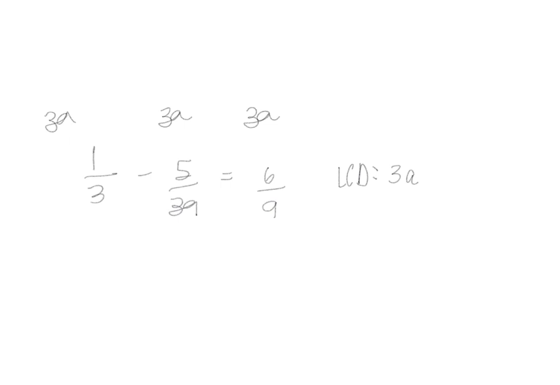So now your 3's cancel. You're just left with 1 times a, which is a. Your 3a cancels, and you're just left with minus 5. Your a cancels, and you're left with 3 times 6, which is 18. So add 5 to both sides and get 23.